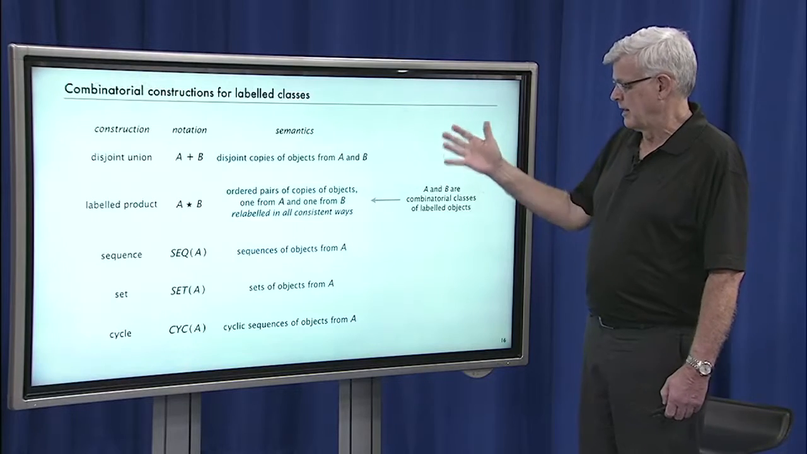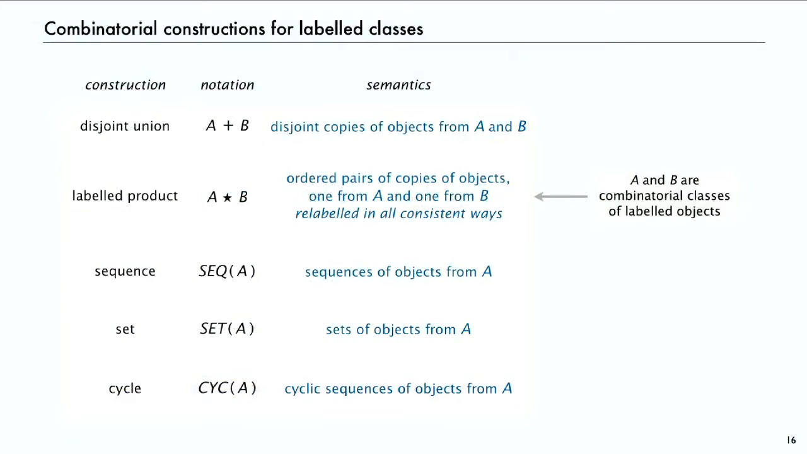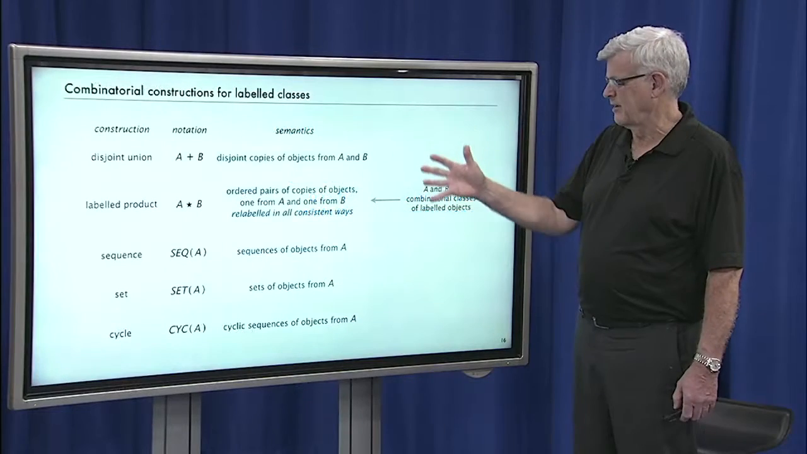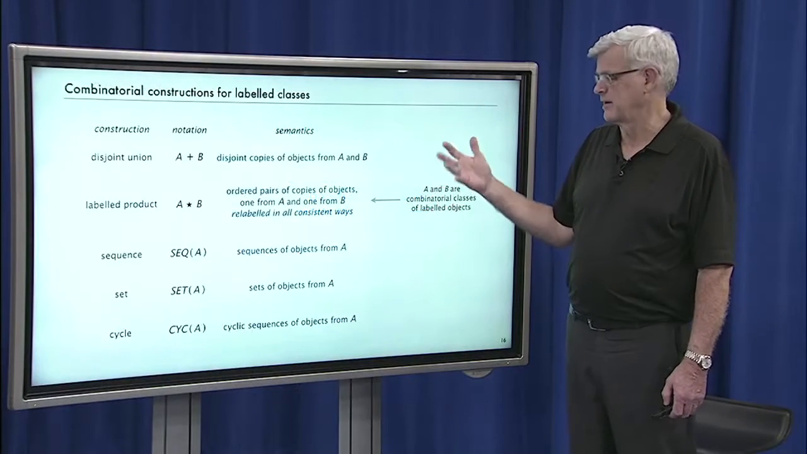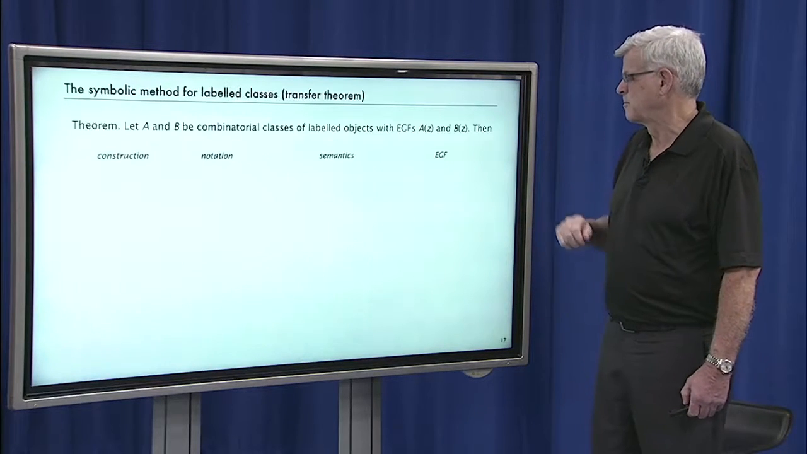examples. And so the semantics is very natural. The disjoint union is just copies of objects, a pair that's a copy of objects from A and B. Labeled product is take one from A, one from B, relabel them in all consistent ways. Sequence is a sequence of objects, set is a set, and cycle is a cyclic sequence. Those are very natural and easy to see when we do examples.